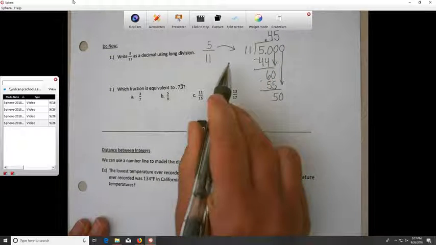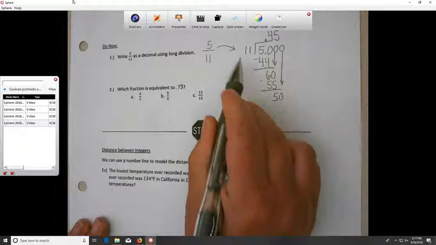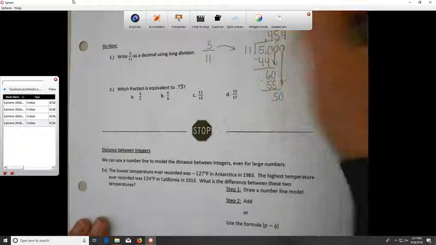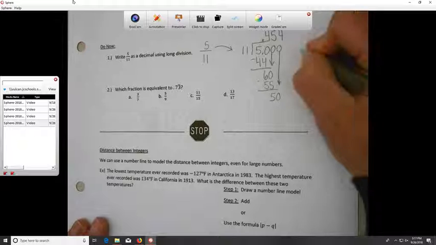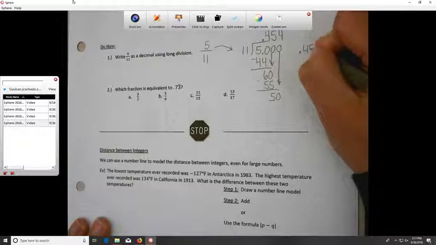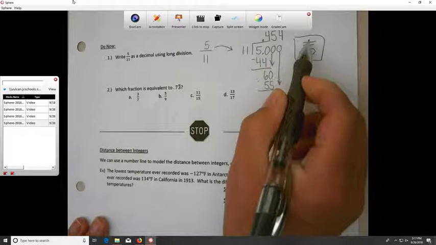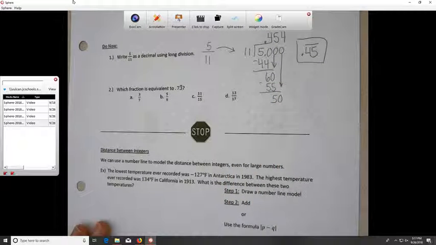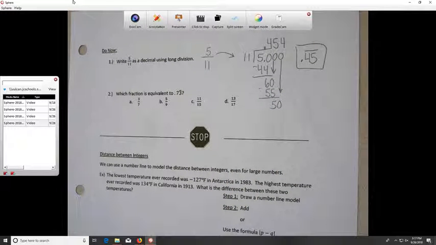Subtract, you get 5. Add a 0, bring it down. And then you can see that the same thing is going to keep happening. 11 goes into 54 times, and then 5 times, and so on. So our answer here is 0.45 repeating. So the bar should be over the 4 and the 5 because both digits are repeating.